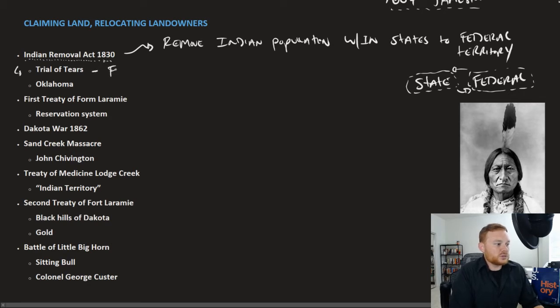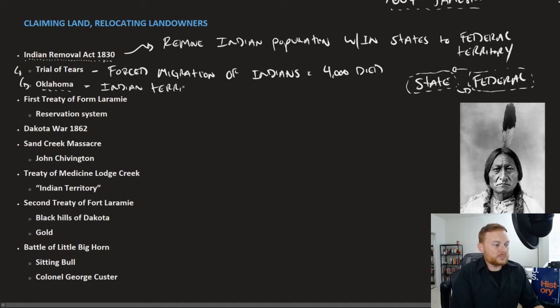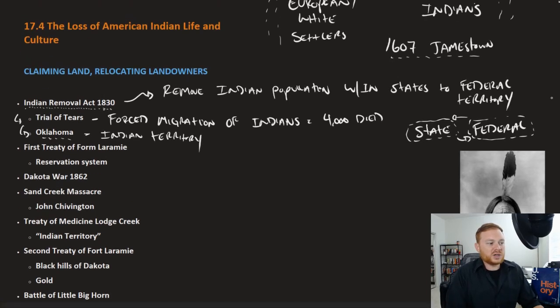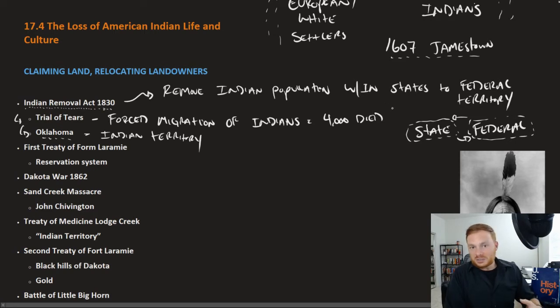The Trail of Tears is the forced migration of Indians, in which it was very brutal. 4,000 died on this forced migration, and where they were moved to was Oklahoma, which became known as Indian Territory. And what's important here is that for the most part, this act was really designed to apply to states that were east of the Mississippi. But of course, the geographic area we're talking about now is what is west of the Mississippi.